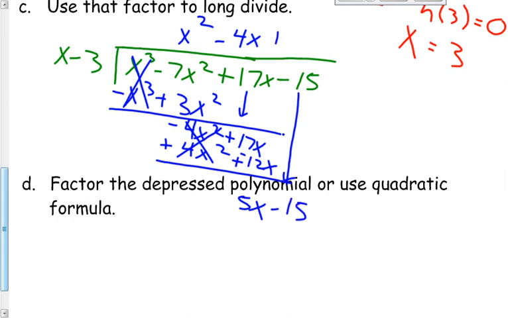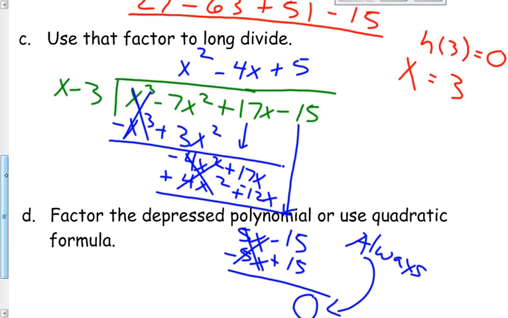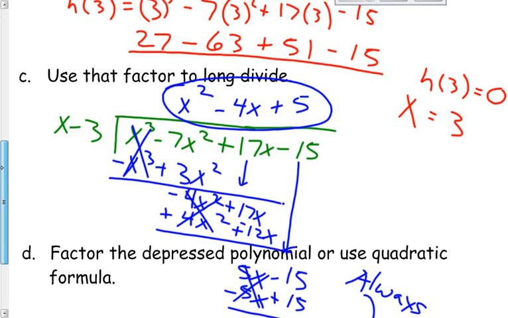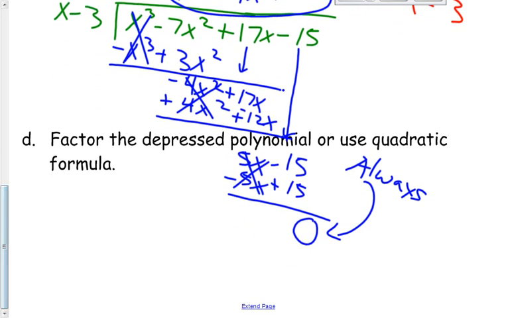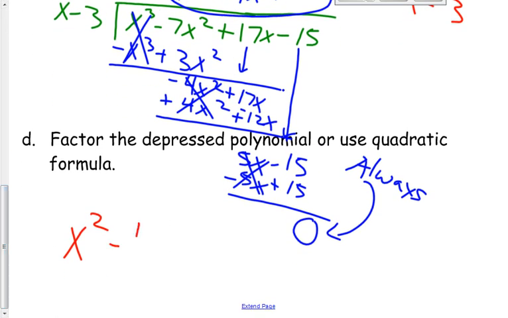X times a positive 5 is going to be 5x. And then 5 times a negative 3 is a negative 15. Change the signs, and we get a remainder of zero. This should always happen. So there's our check along the way. So we're going to now factor our depressed polynomial or use the quadratic formula. So x squared minus 4x plus 5.